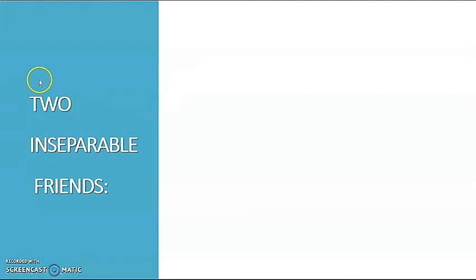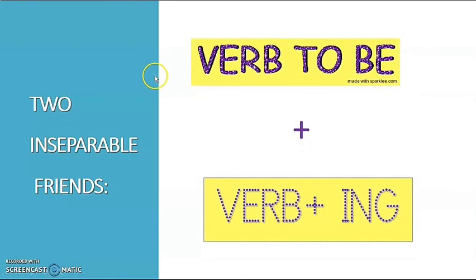Now we have to bear in mind two inseparable friends in this present tense, that is a to be verb plus the main verb with ing. Remember that the verb to be will change depending on the subject into am, is, or are.